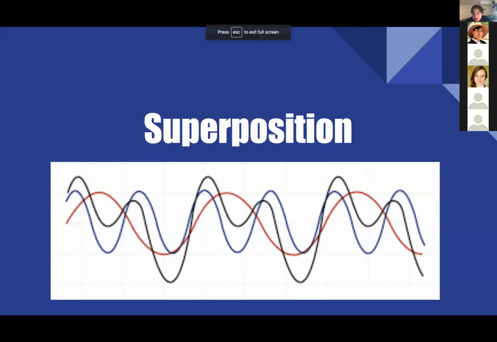So superposition, which is one of the most basic quantum concepts that allows quantum computing to be possible. So let's go ahead and get into the definitions of it.